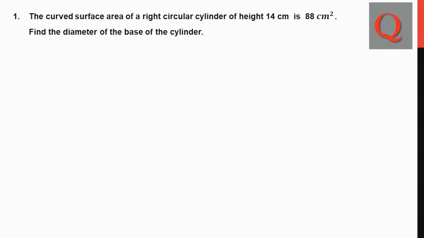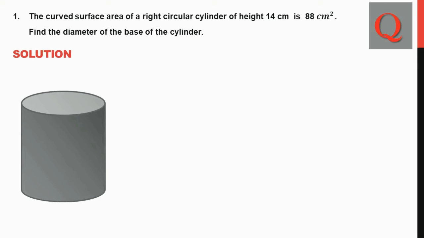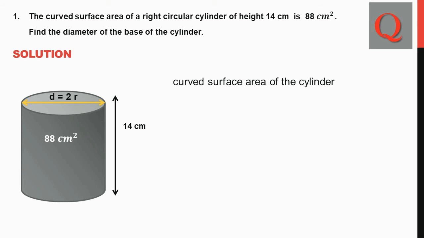It says the curved surface area of a right circular cylinder of height 14 cm is 88 cm square. Find the diameter of the base of the cylinder. We are given a cylinder 14 cm high having a lateral surface area of 88 cm square. We have to calculate its diameter, which is numerically equal to twice the radius of the cylinder. Now we know the curved surface area of the cylinder is 2 pi rh, which is given here as 88 cm square.